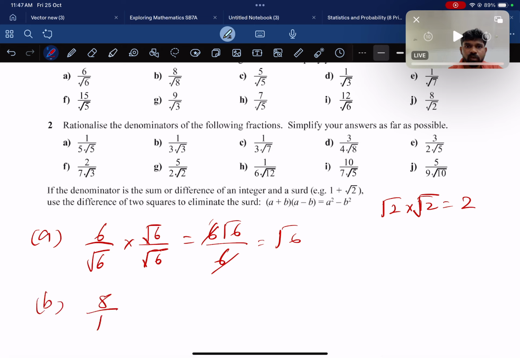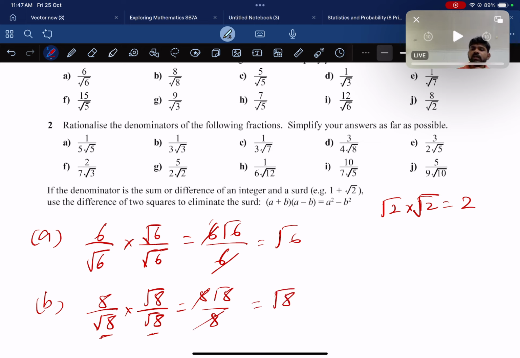We have 8 divided by root of 8. What we can do is multiply the denominator, that is root of 8, in the numerator as well as the denominator. The reason for doing this is to get rid of the surd value from the denominator, that was root 8. Now it becomes 8, because root 8 times root 8 is 8. And in the numerator we get 8 root of 8, and we can cancel 8 and 8, and we get root of 8 as our answer.